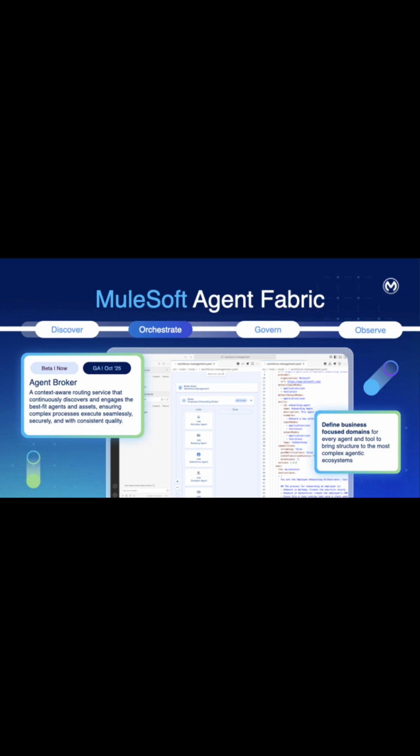Orchestrate. Agent Broker, a context-aware orchestration layer that dynamically routes and coordinates agents, selecting the best fit assets to execute complex business processes efficiently and securely. It defines business-focused domains to bring structure and purpose to even the most complex agentic ecosystems.